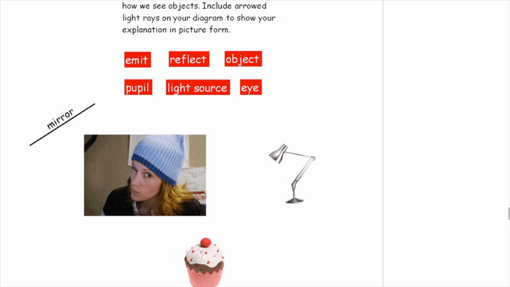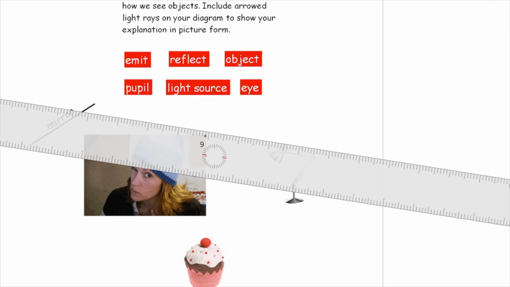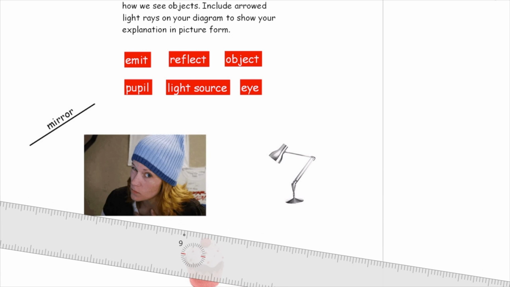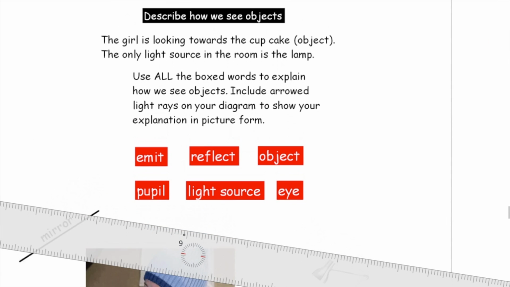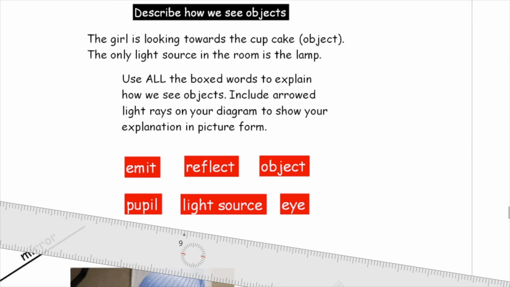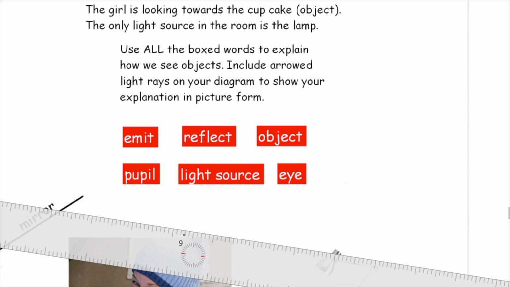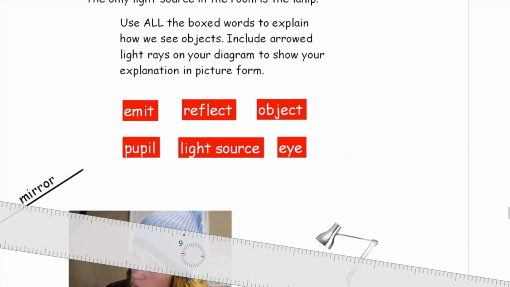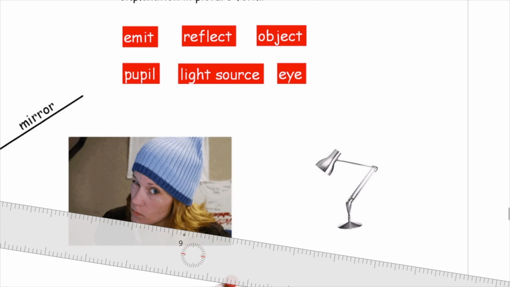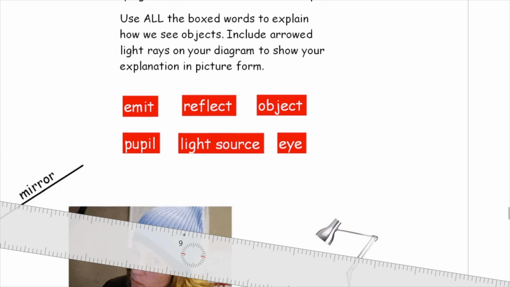Well, light has to go into your eye to be detected. So let's look at what it says here. The girl is looking towards a cupcake. The only light source in the room is a lamp. Use all the box words to explain how we see objects. Include arrowed light rays in your diagram to show your explanation in picture form.